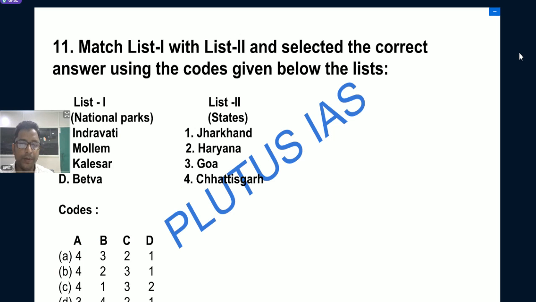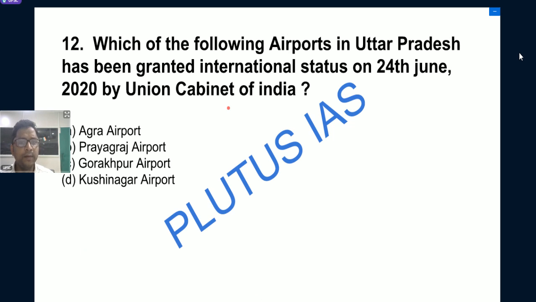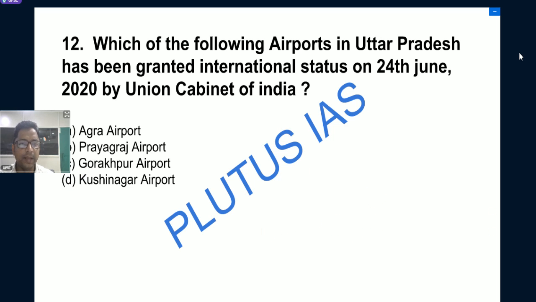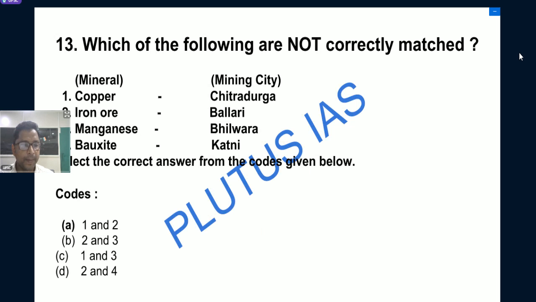Okay. The next question. Question number 12. Which of the following airports in Uttar Pradesh has been granted international status on 24th of June 2020 by the Union Cabinet of India? So this airport was in news. The answer is Kushinagar Airport. It would cater to the needs of the Buddhist cultural sites like Lumbini, then Kapilvastu, then Shravasti, which are in the vicinity of the Kushinagar Airport.